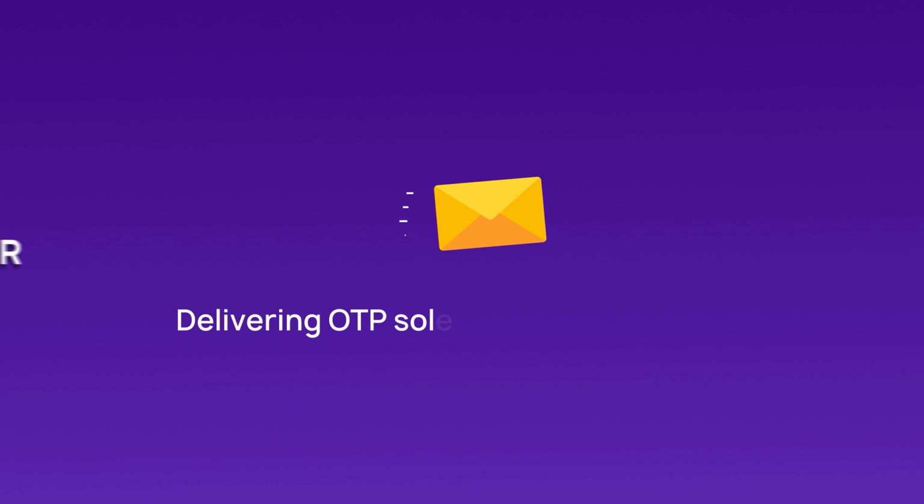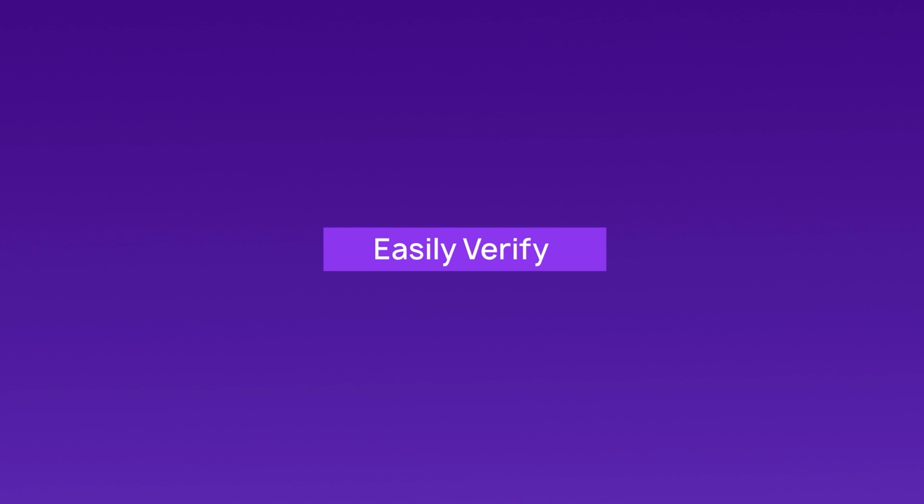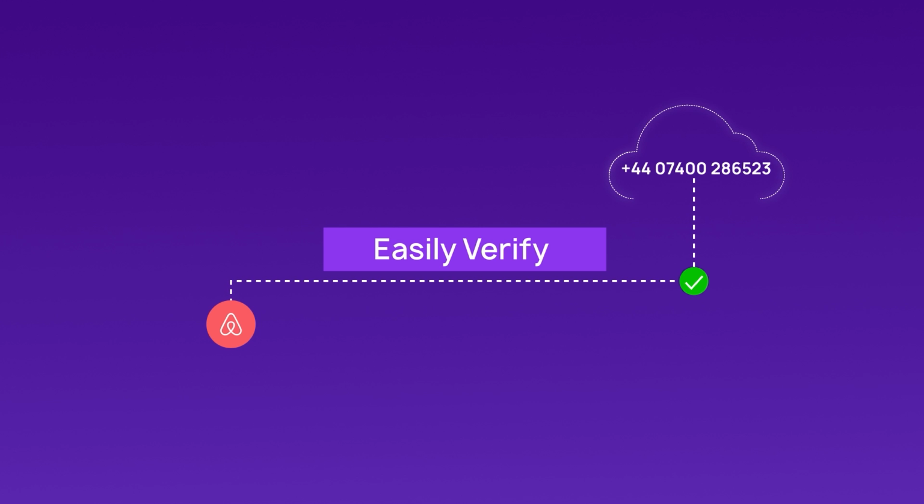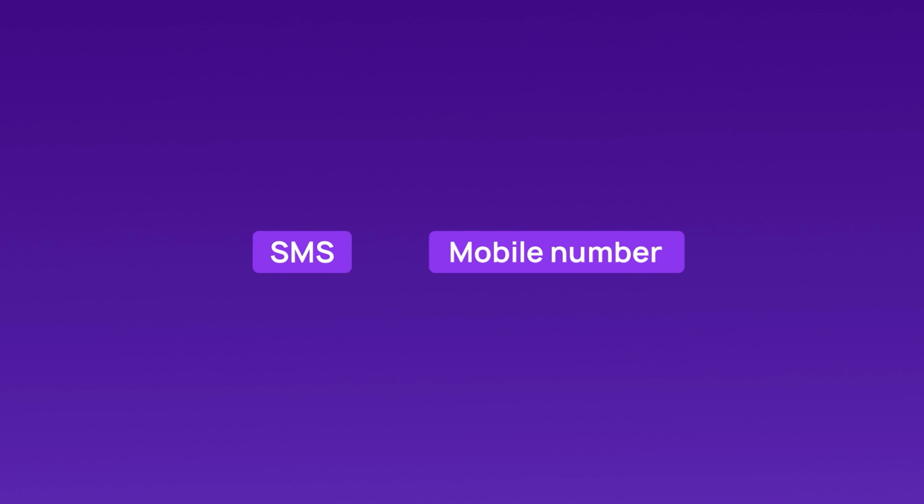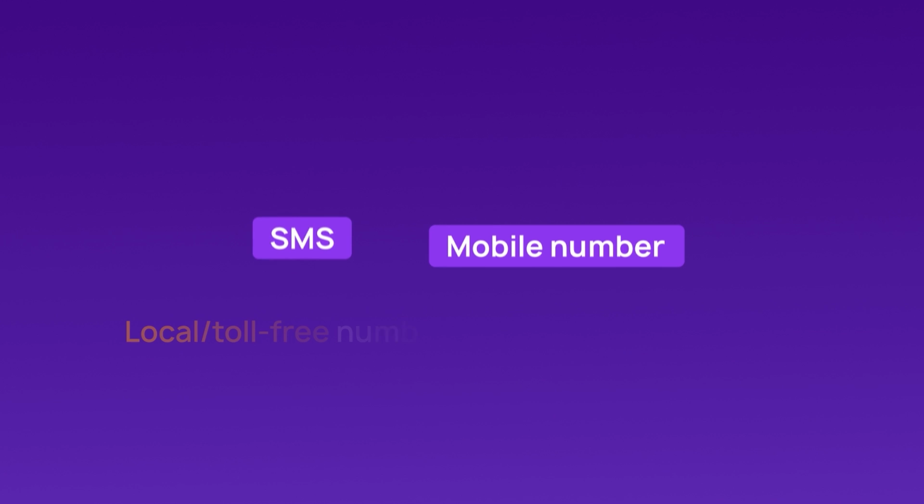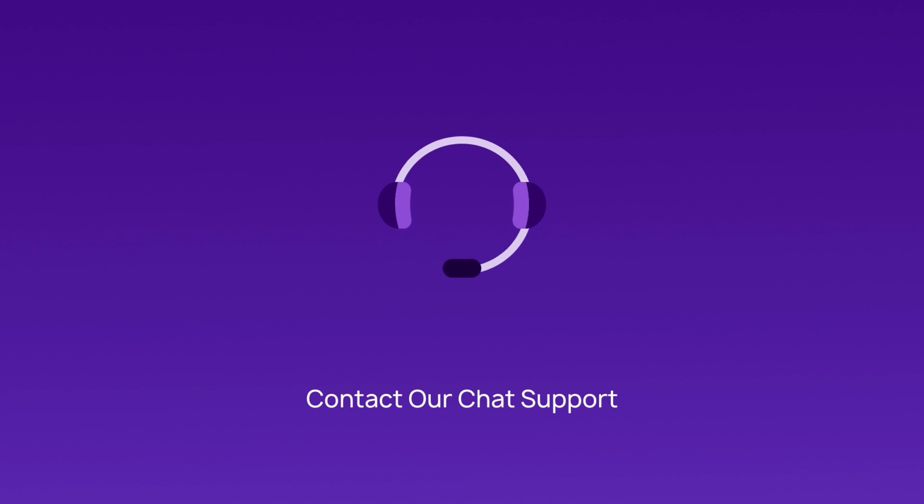Disclaimer: it solely depends on Airbnb to deliver SMS containing the OTP code. KrispCall does not block any SMS or calls sent to your number. By following these steps, you can smoothly use a virtual phone number to receive OTPs from Airbnb, enhancing your account security and privacy. You can choose numbers from any country, but it's important to choose SMS-enabled or mobile numbers. Keep in mind that local or toll-free numbers might not always work for OTP verification on Airbnb. Contact our chat support for more information.